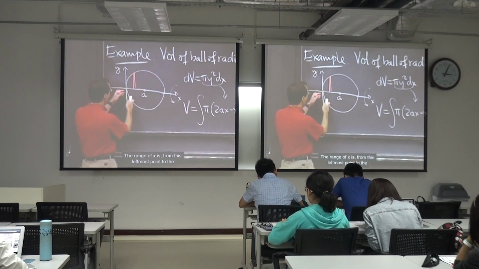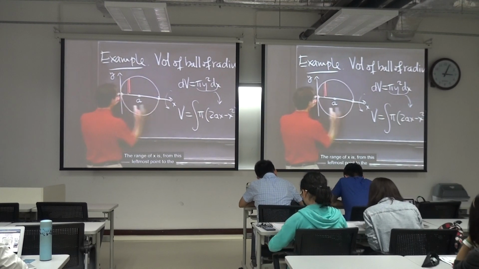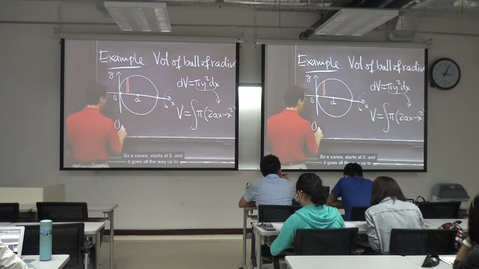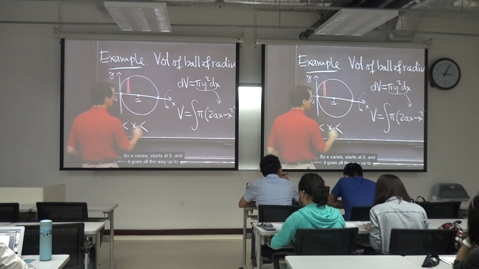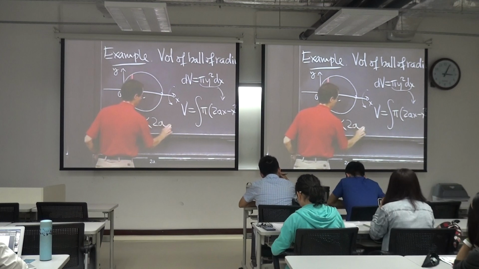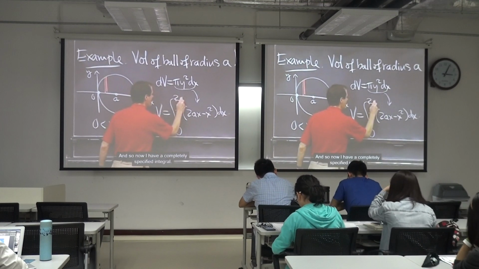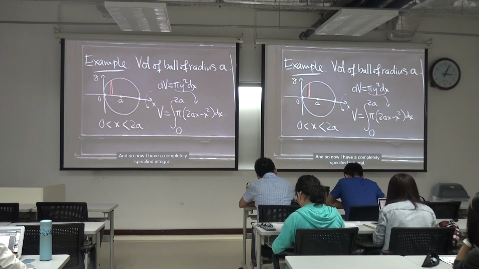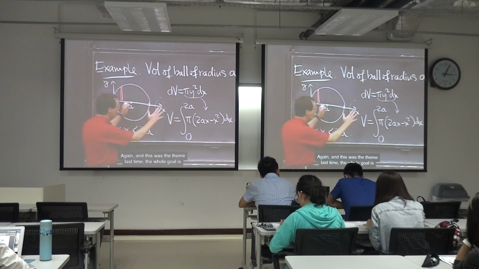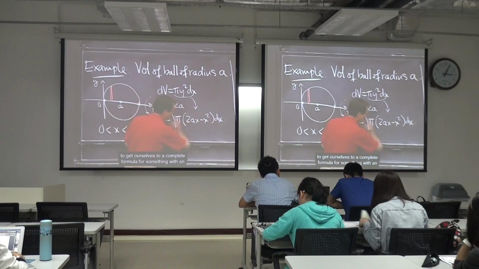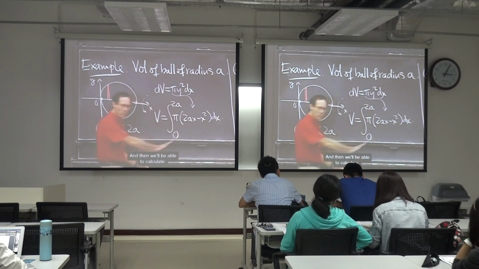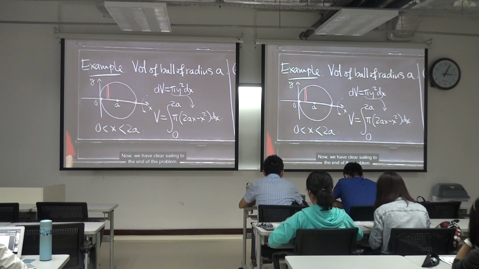The range of x is from this leftmost point to the rightmost point. So x starts at 0, and it goes all the way up to what's the top value? 2a. And so now I have a completely specified integral. Again, and this was the theme last time, the whole goal is to get ourselves to a complete formula for something with an integrand and limits, and then we'll be able to calculate. Now we've got clear sailing to the end of the problem.